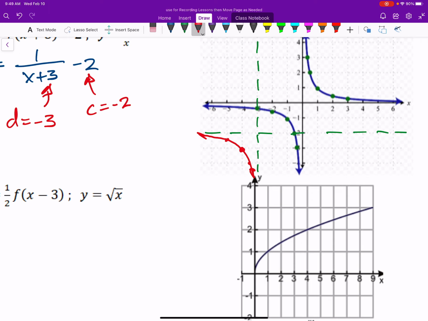Now if I move all these other points, move this one 3 to the left and down 2, then I get a point here. If I move this one 3 to the left and down 2, I get a point here. If I move this one 3 to the left and down 2, I get a point about here. If I move this one 3 to the left and down 2, I get a point about here. And you can see what's happening. Again, it's just curving near the asymptote.